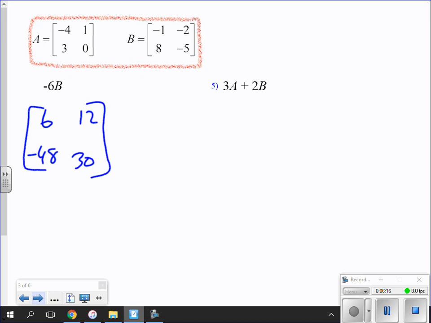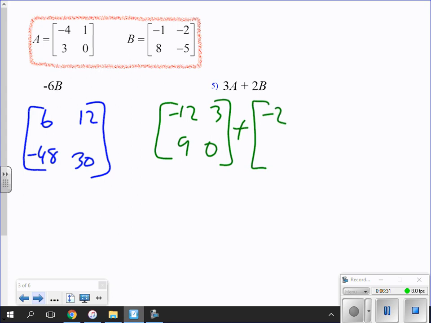And then the next one, if I want to do 3a plus 2b, I do 3 times a, which would give me negative 12, and 9, and 3, and 0. I love zeros. Plus 2 times b: negative 2, 16, negative 4, negative 10. And then I just add those together to get my answer.